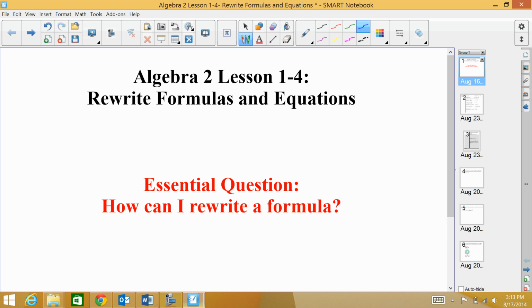All right, section 1.4 is over rewriting formulas and equations. So the essential question today is how can I rewrite a formula? You should be able to answer that question with your summary.